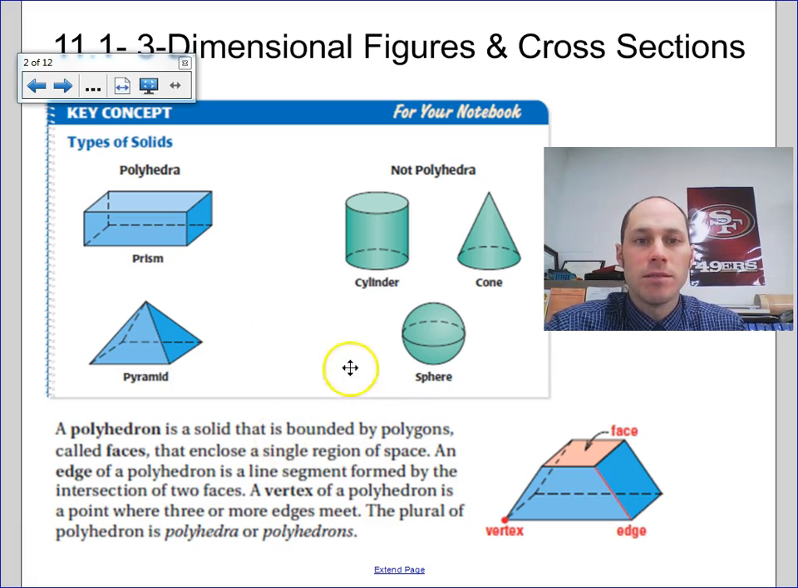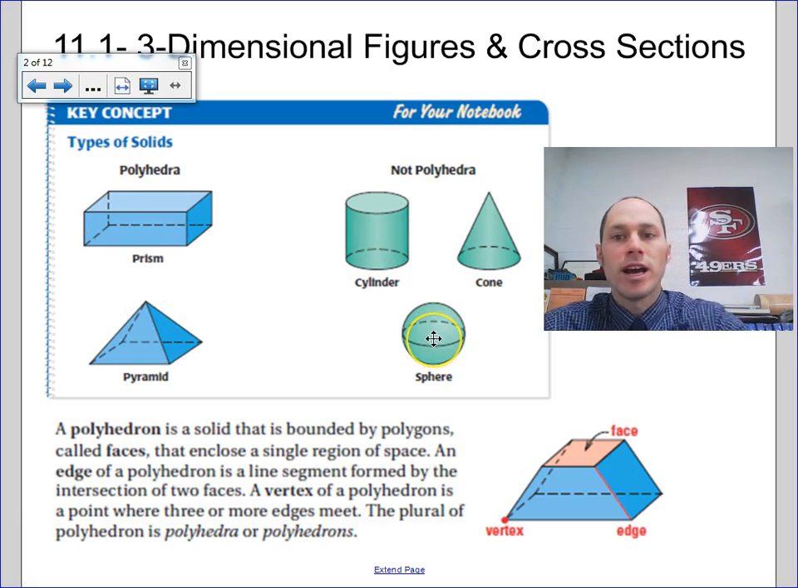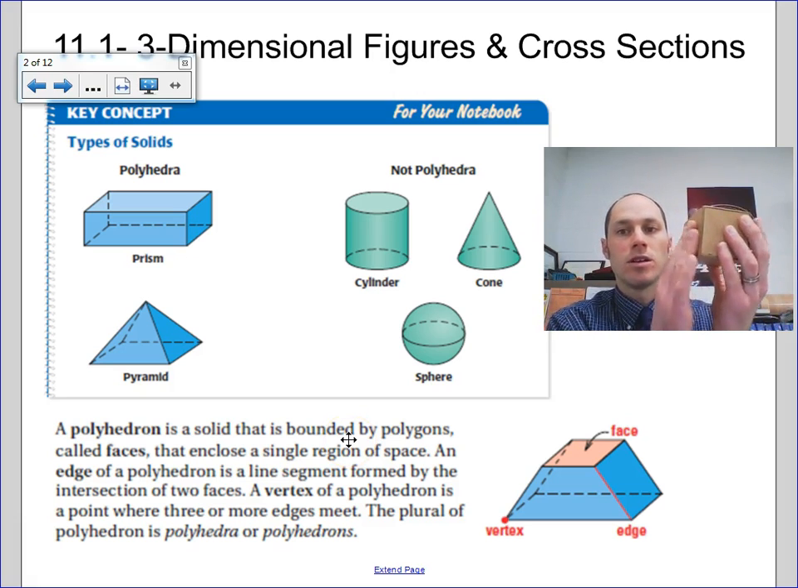A polyhedron is a solid bounded by polygons. So these are all polygons, all their faces. Whereas on the cylinder, or cone, or sphere, they're not polygons. For instance, the sphere here, it's got rounded, curved edges. Remember, polygons don't have rounded sides. So we call the faces the flat region that encloses the space.